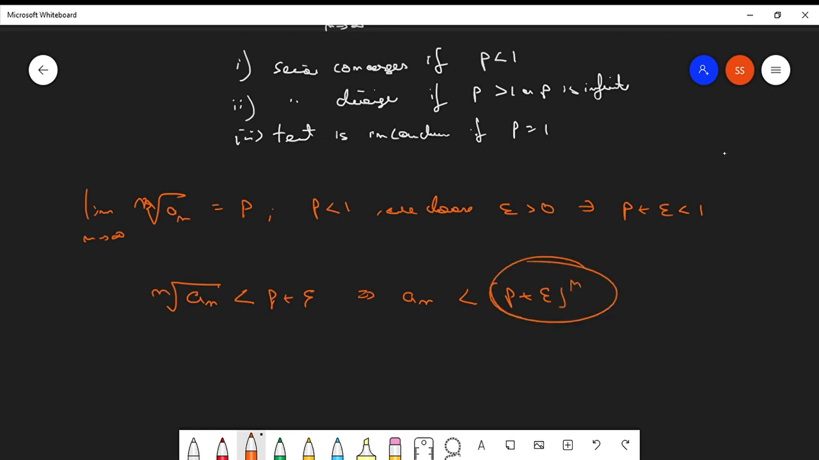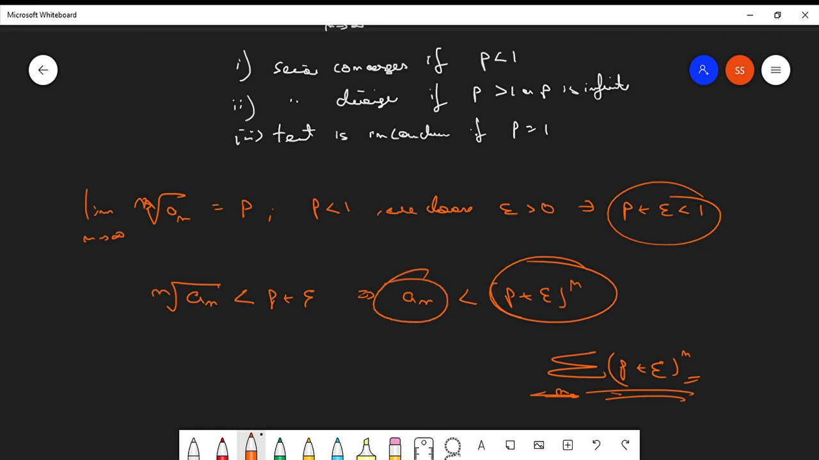So if we take this as the nth term of a series, the series of (p plus epsilon) to the power n, and since p plus epsilon is less than 1, this geometric series converges. Since this series converges and a_n is less than (p plus epsilon) to the power n, the series of a_n will also converge. Is that clear? And that's why the statements are the same as those of the ratio test. Is that clear?